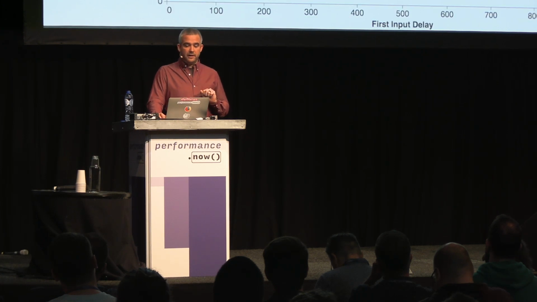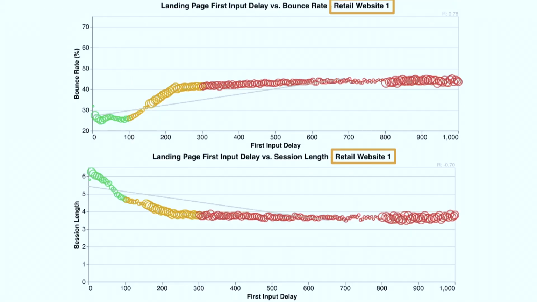Individual websites, let's take a look at this. In this case, there is one customer that I wanted to point out. The top chart is bounce rate, the bottom chart is session length. Session length just being how many pages the user visited.